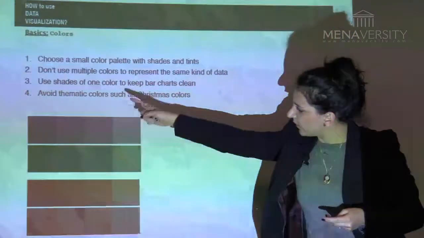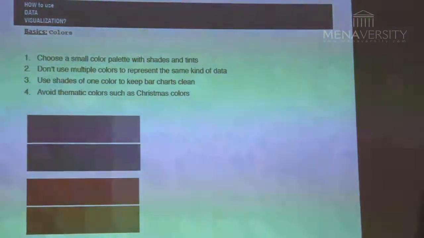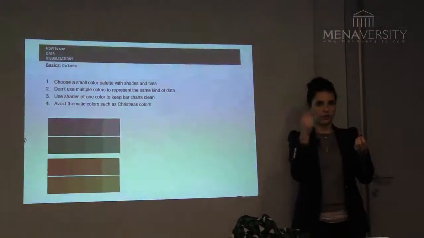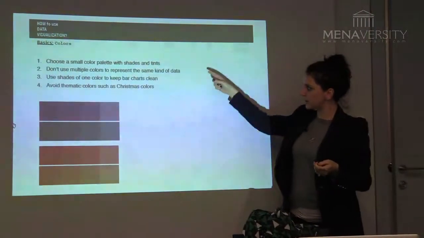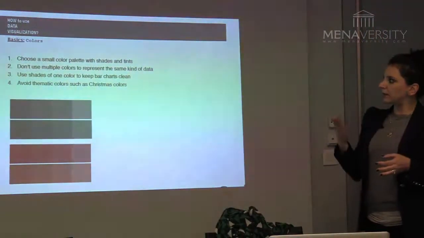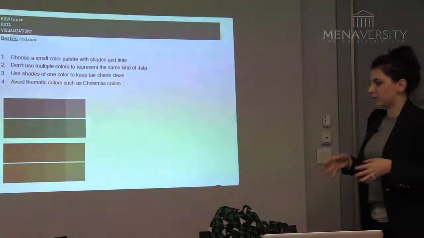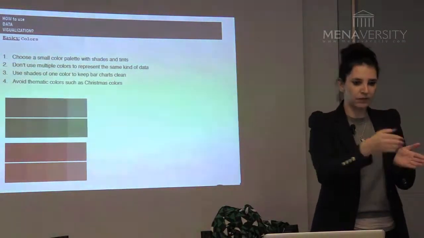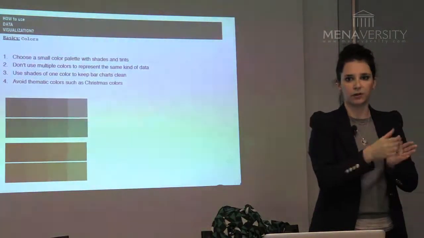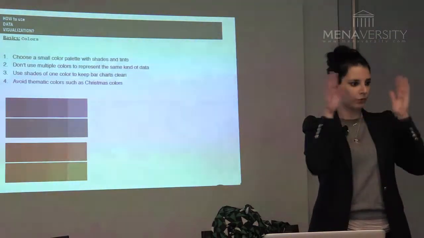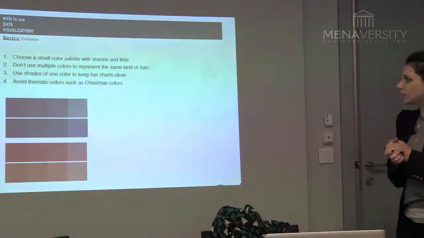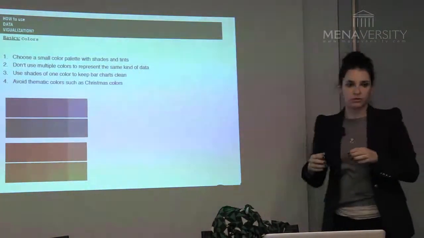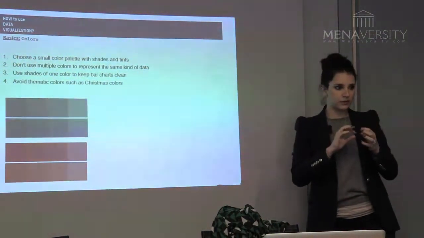And then let's say you go for violet and green, use the shades, so use the lightest part of the color and the darkest part, so the shades and the tints. Don't use multiple colors to represent the same kind of data. So if we're talking, for example, about unemployment, many aspects of unemployment, let's use the same set of colors because it makes sense. It's all under one theme. Use shades of one color to keep bar charts clean. Avoid thematic colors such as Christmas colors, so green and red, for example.